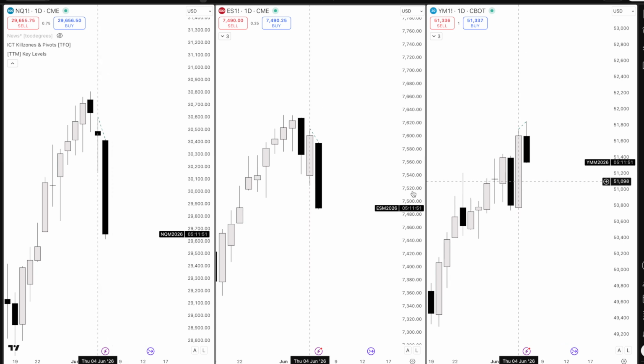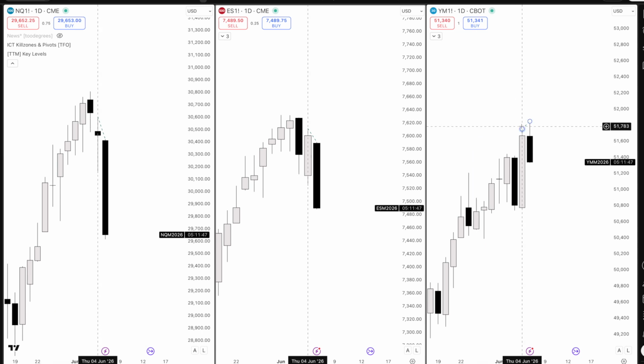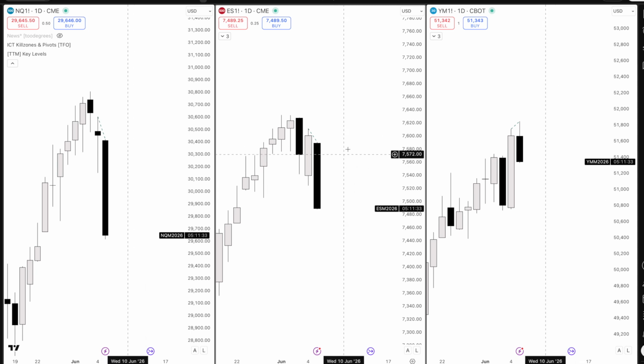So my point of interest was when YM swept the previous daily high and started moving down, and ES and NQ failed to do so and were moving down, forming a very small wick for the day on the top. So my interest was more leaning towards shorts, but then we also have to go down time frames to see for more confirmation.